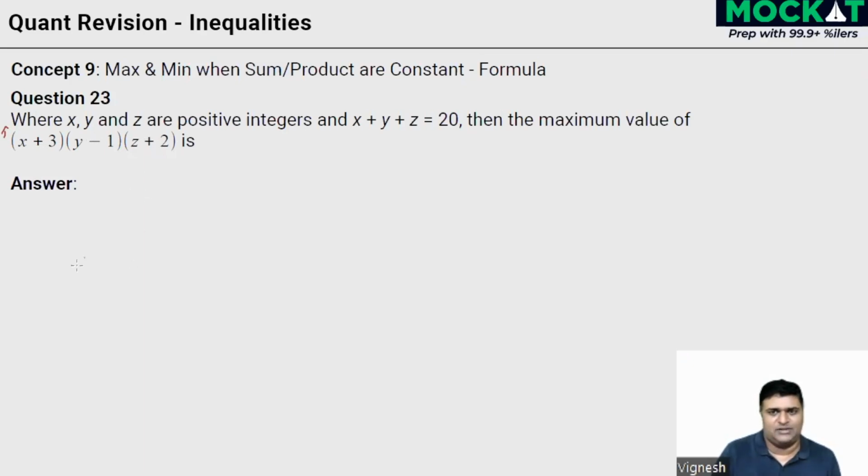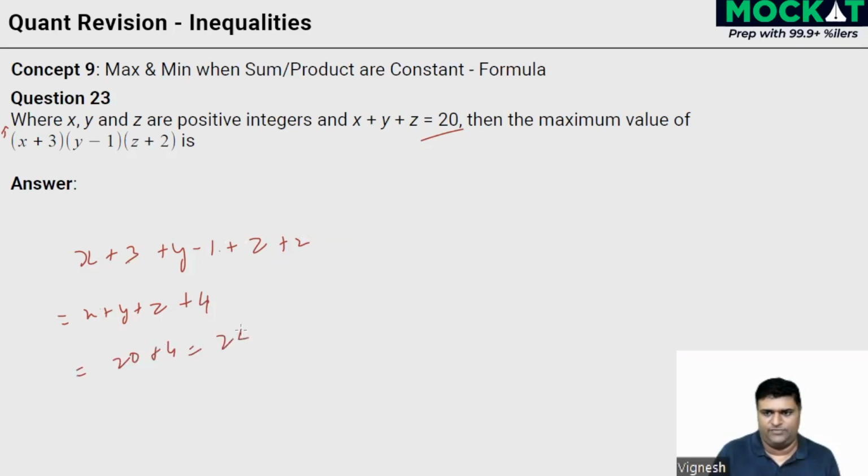Is the sum of these terms constant? What is the sum of these terms? X plus 3 plus Y minus 1 plus Z plus 2 equals what? Equals X plus Y plus Z. 3 minus 1 is 2. 2 plus 2 is going to be 4. But what is X plus Y plus Z? That is a constant. That's 20 plus 4 and comes to 24. Sum of these terms is 24.